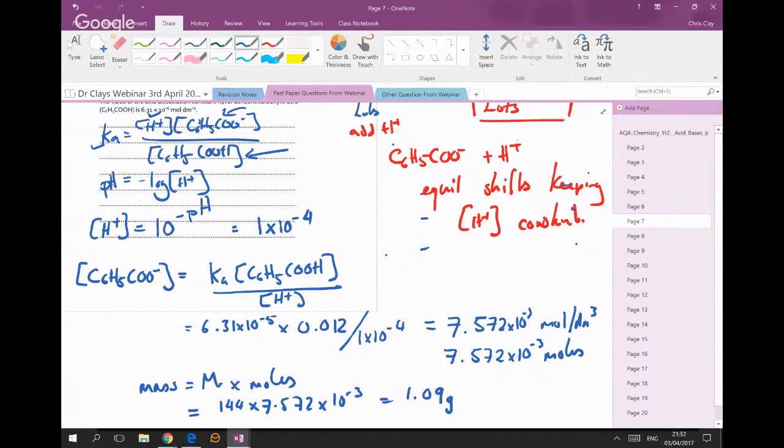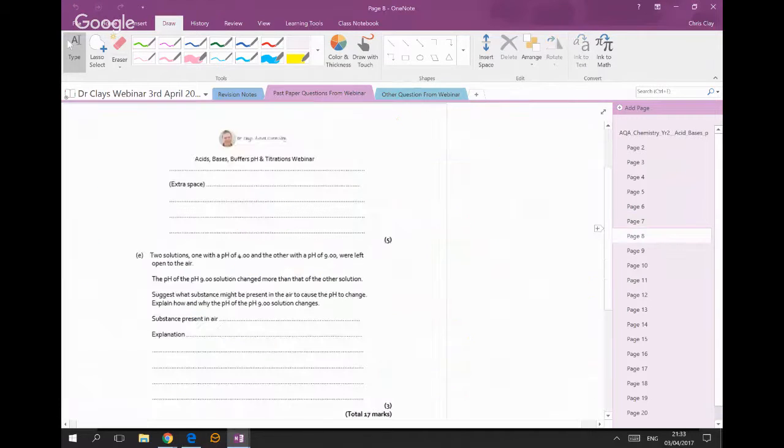Did anyone else get 1.09 grams? No, I'm just seeing that. Yep. Good. Okay. Right. We shall then move on and see where we go to with the next question. Oh, there we go. Right.